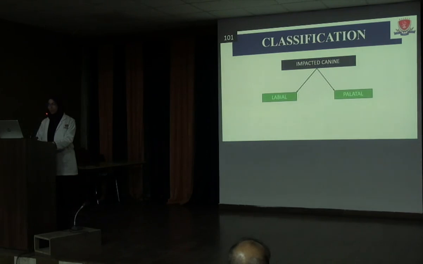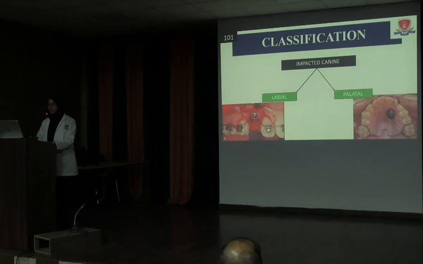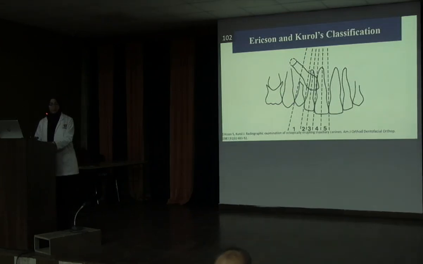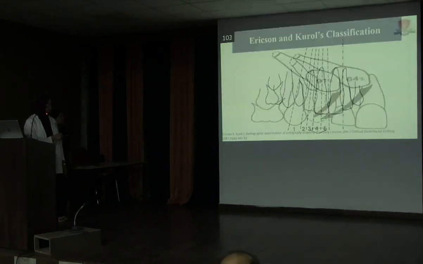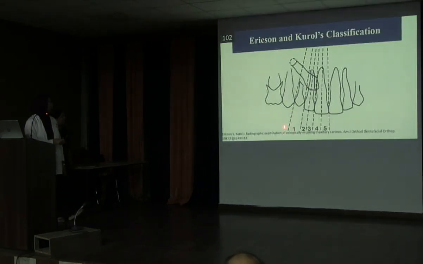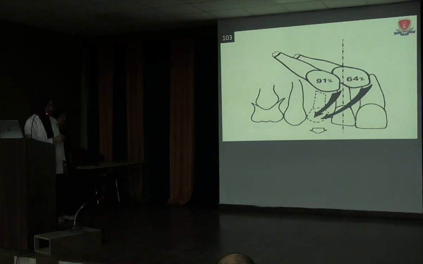Impacted canines can broadly be classified into labial and palatal. Several other classifications exist to categorize impacted tooth position, severity, and prognosis, like the Erickson and Crowell classification, also known as the sector classification. According to the location of the impacted canine from distal to mesial towards the midline, the sectors are numbered 1 to 5, with sector 1 being the most distal and sector 5 being the most mesial, as we can see in this picture.